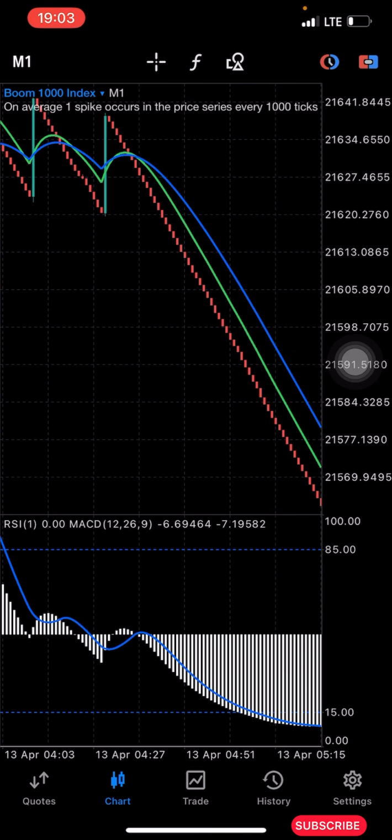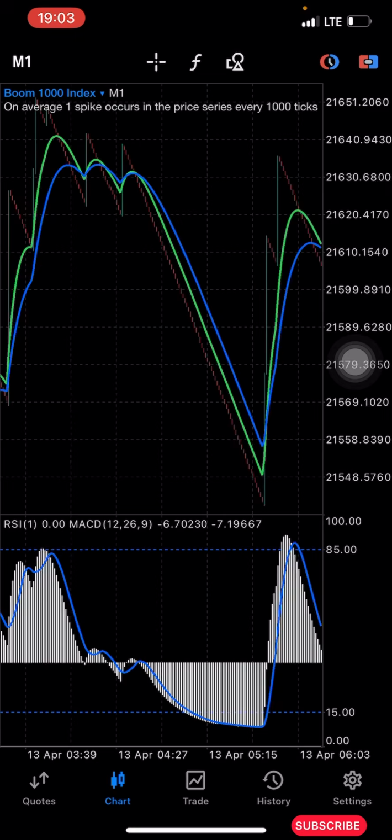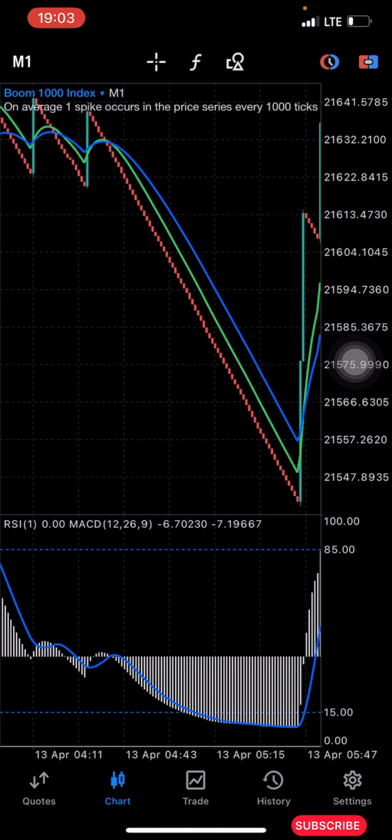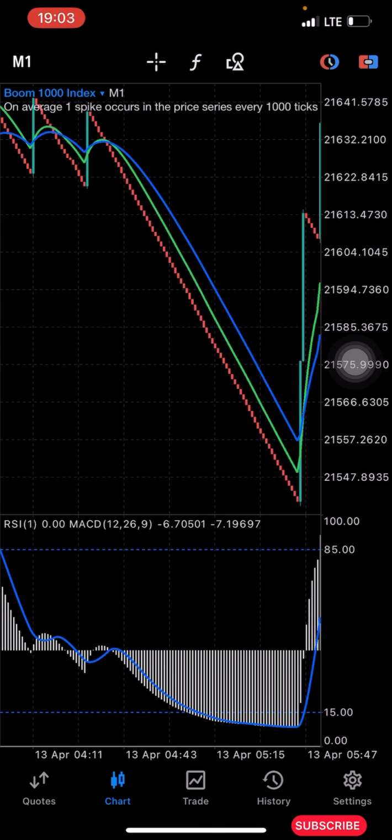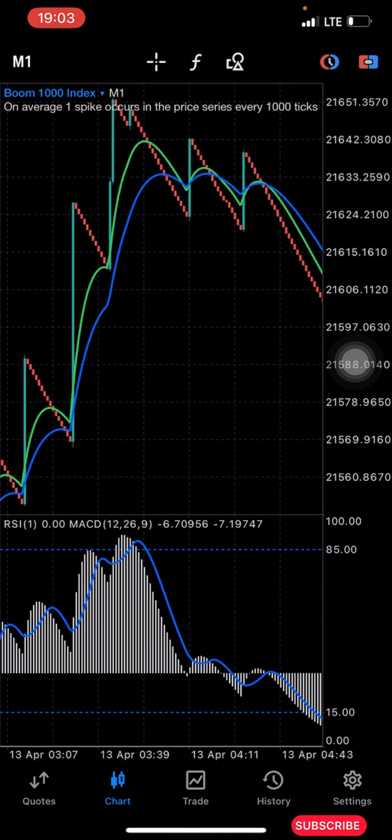For the zoom level, you zoom out completely and then you zoom in twice. You zoom out completely, you zoom in 1, 2, and 3. You zoom in 2 times or 3 times. That's the zoom level for this strategy.